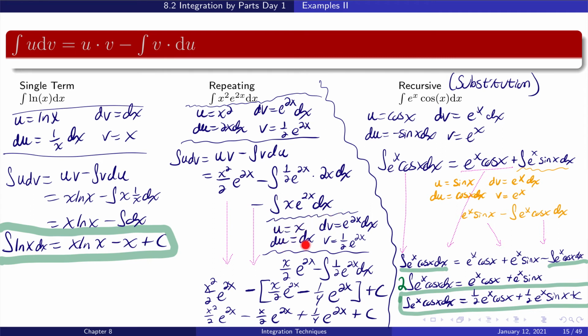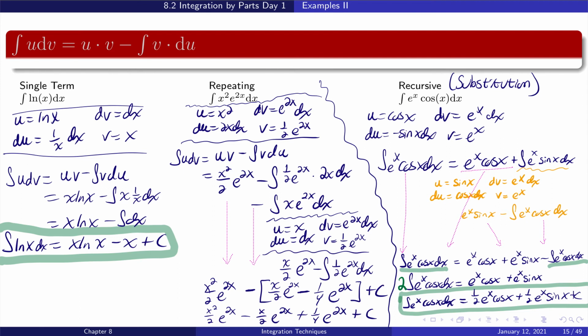u equals x, du is dx, dv is e to the 2x dx, antiderivative is this. Assemble your two parts. uv is x over 2 e to the 2x, v du, this times this, is 1/2 e to the 2x dx. Now, this is just a single function. The antiderivative is 1/4 e to the 2x. This stays here, distributing your negative, you get a final answer of all of this stuff here.